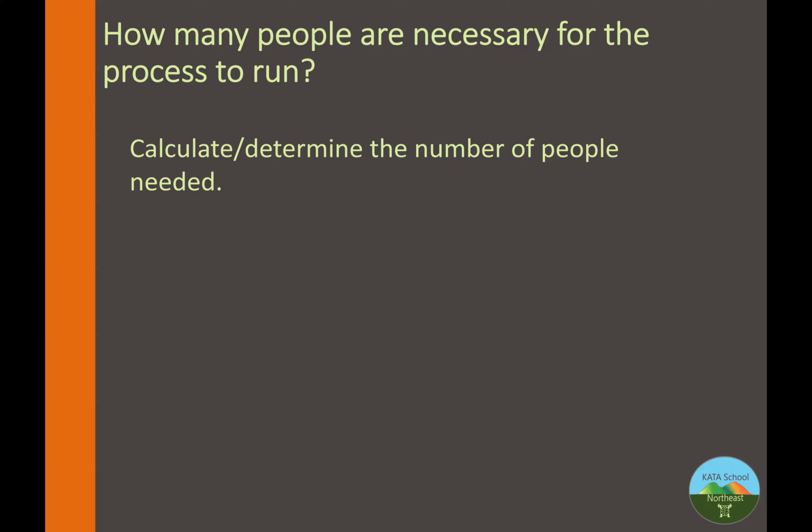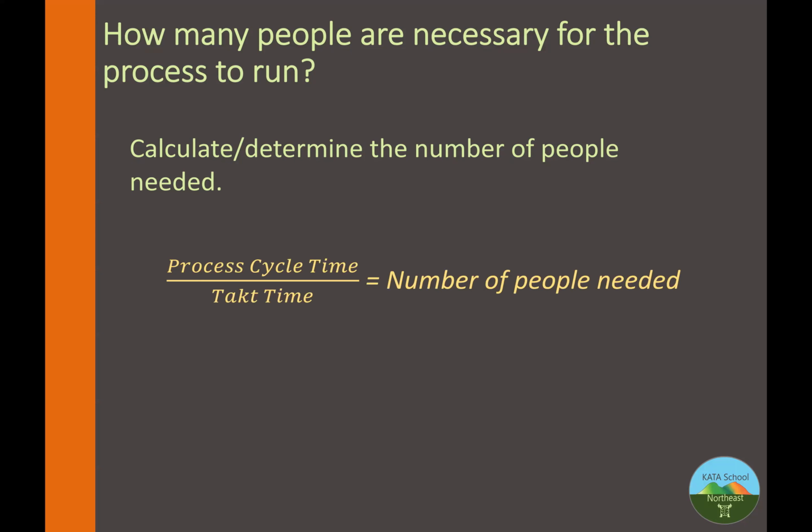If your process is one that you can calculate the number of people required, there is a simple equation for this. Take your process cycle time or manual touch time and divide that by takt time or customer pace. And this will give you the number of people you need to run your process.